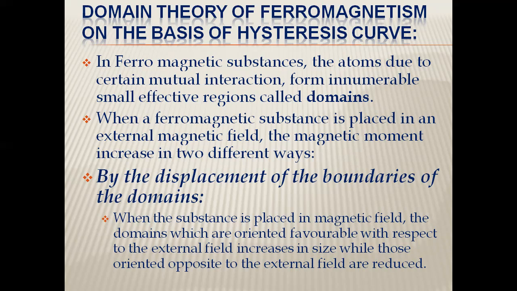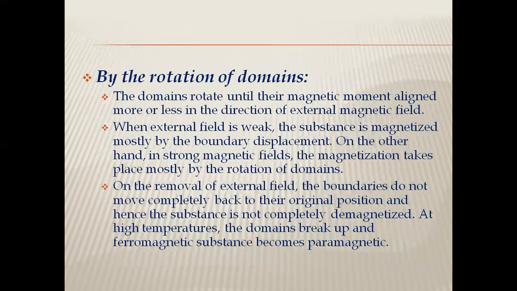First of all, how does the magnetic moment increase due to displacement of boundaries of domains? When you place a substance in a magnetic field, the domains which are oriented favorably with respect to the applied field direction increase in size, while those oriented opposite to the external field reduce in size. The second option is by the rotation of domains. This can be done only at higher applied field intensity. The domains rotate until their magnetic moments are aligned more or less in the direction of the external magnetic field.